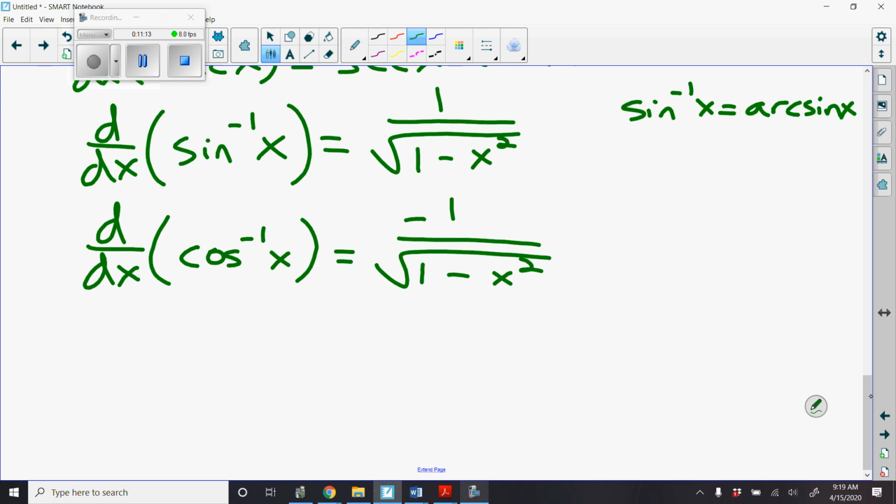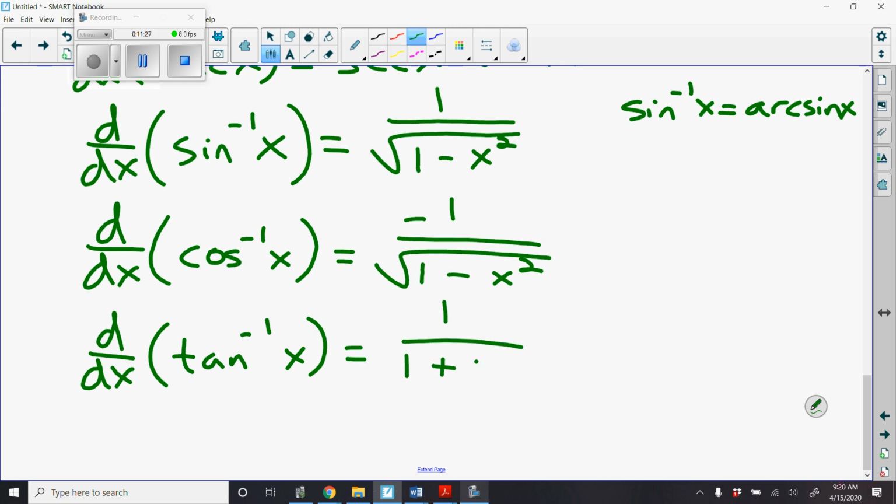And the last one is the derivative of arctangent. Note the difference here. There's no square root in the denominator. Instead of a minus, 1 minus x squared, it's 1 plus. This looks like a t, so that's how I remember that's the one for tangent.